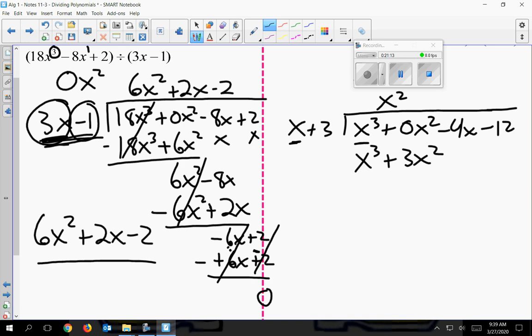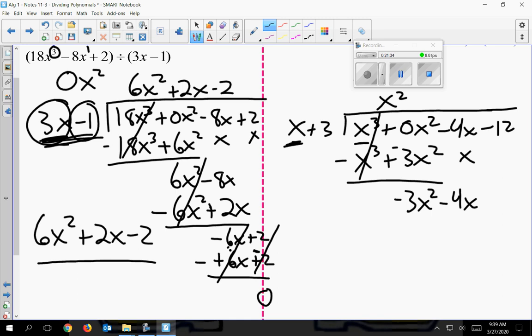Okay. I'm going to go ahead and subtract it. So that's going to make that negative and also make that negative. These cancel each other out. And this gets me a negative 3x squared. Bring down the next term, so that's a negative 4x. And then go back and repeat my process.